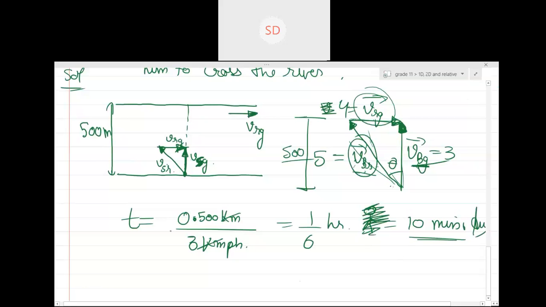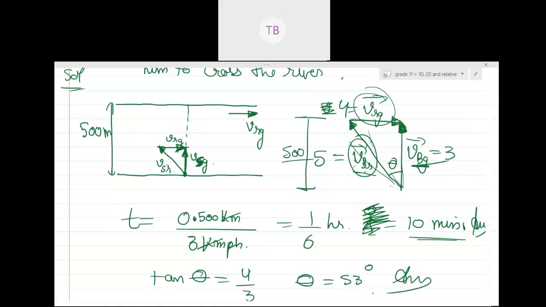So this is the time, and what is the angle? Can you see tan theta is 4 by 3? This happens when theta is, that's the answer to your question. So these theta values like 53 or so we should memorize that.